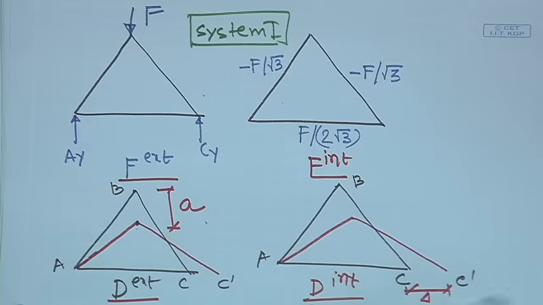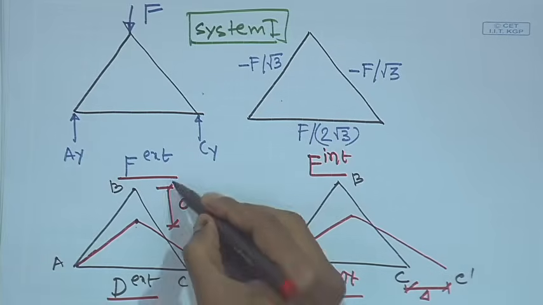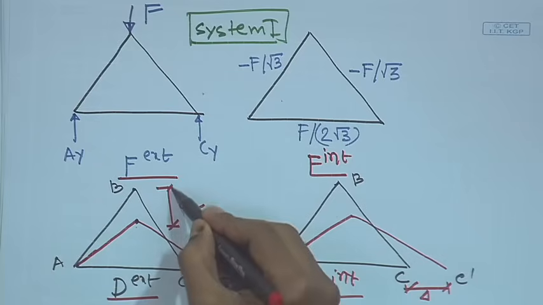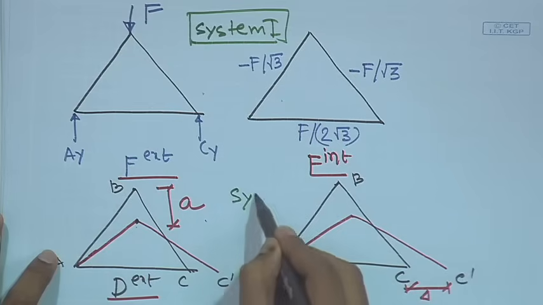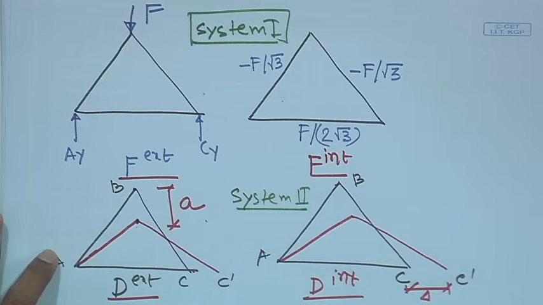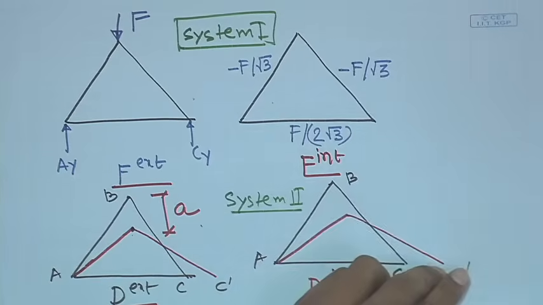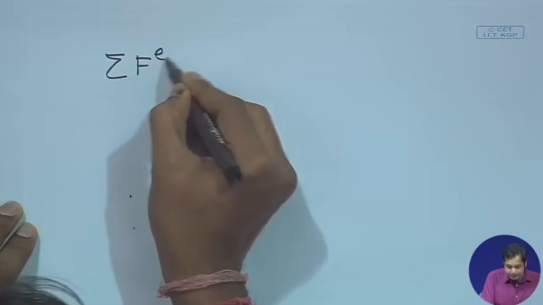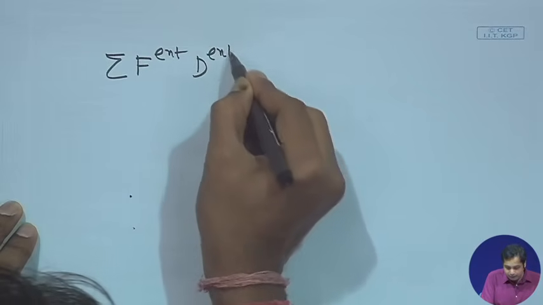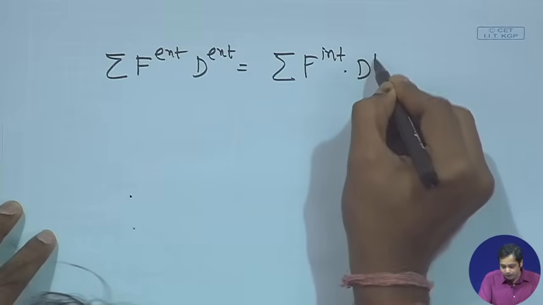This is D internal because this delta is due to the internal force developed in AC, but this A gives rise to this internal force right here. So, this is system 2. Now, what does the principle of virtual work say? It says that summation of F external into D external is equal to summation of F internal into D internal.